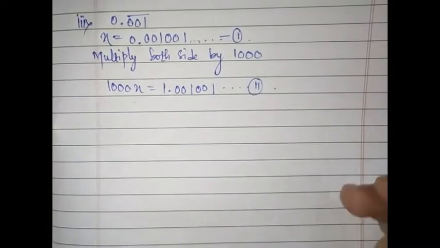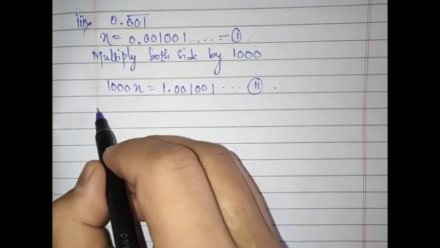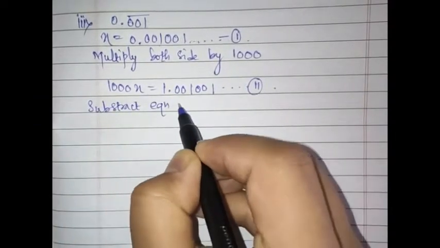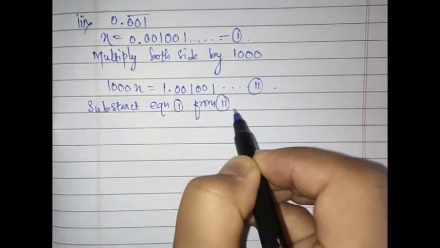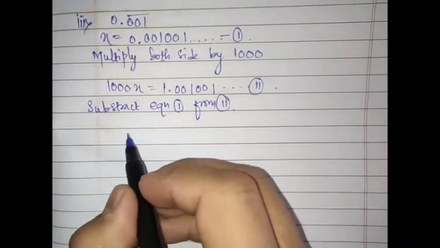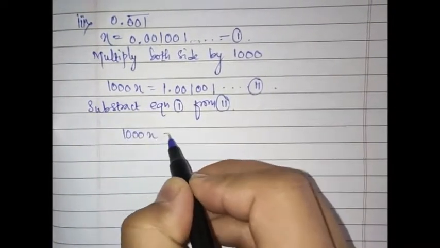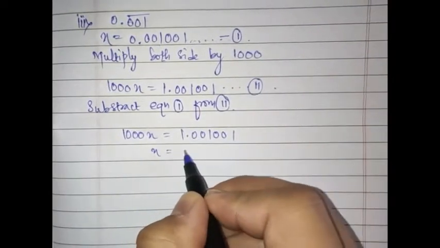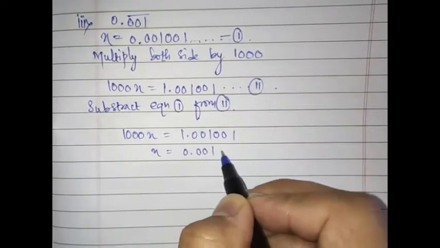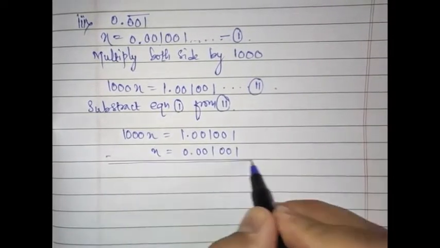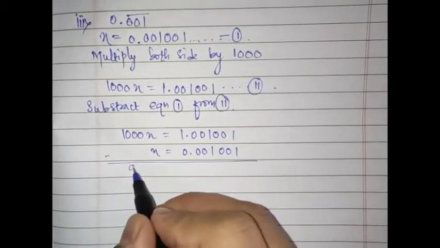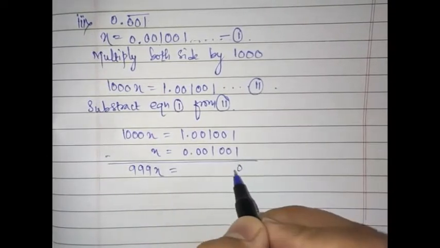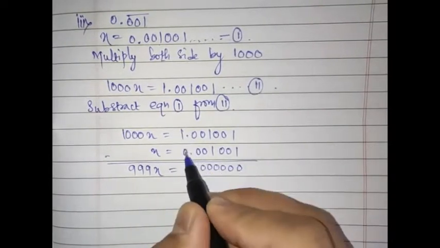Alright. Now similarly we are going to subtract equation 1 from 2. When you subtract this, you'll get 1000x is equal to 1.001001 and x is equal to 0.001001. So 1000x minus x is 999x is equal to 1.000000, with 1 minus 1 being 0 and 1 minus 0 being 1.